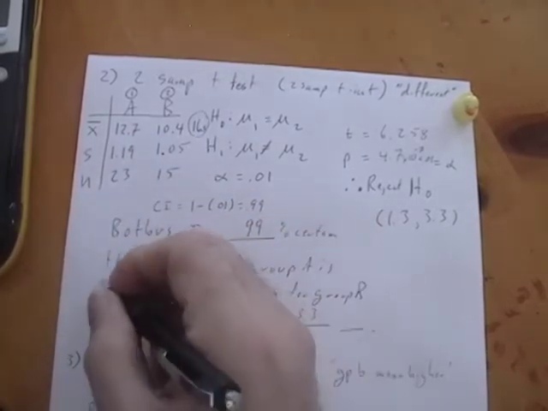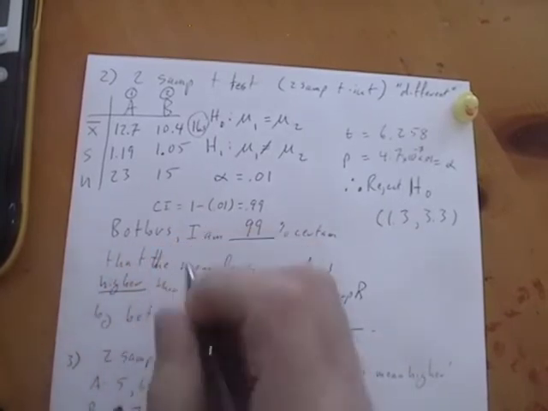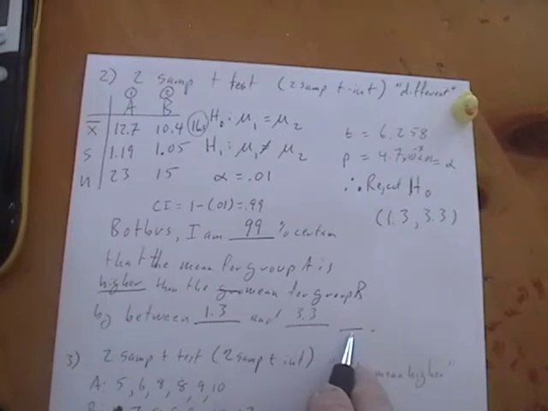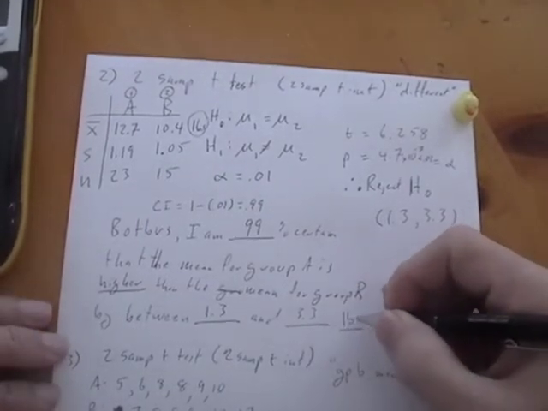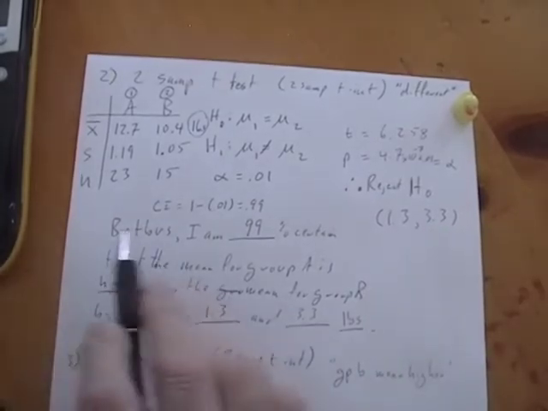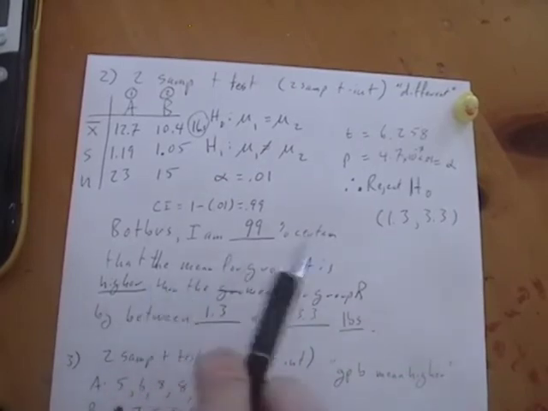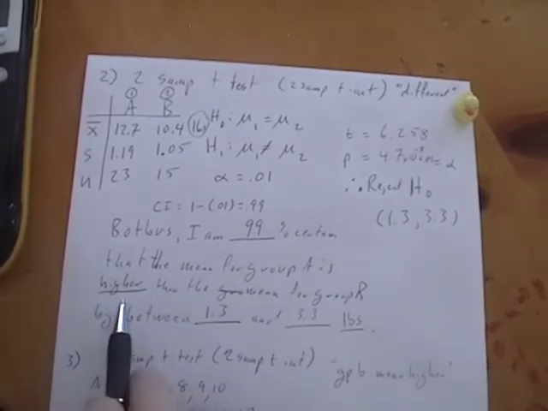12.7 is higher. So that's what I'll write here. Last, unit of measurement. And in this case, I did specify that the unit of measurement was pounds. So I put pounds there. Based on these being representative samples, I am 99% certain that the mean for group A is higher than the mean for group B by between 1.3 and 3.3 pounds.